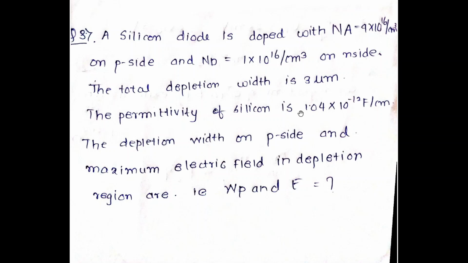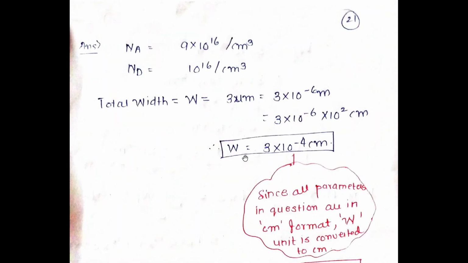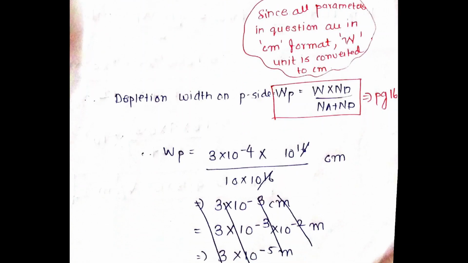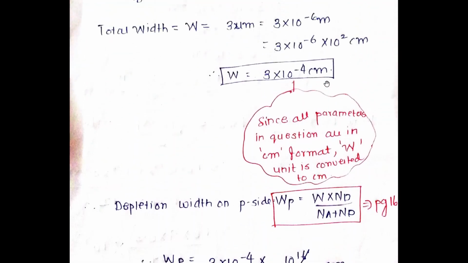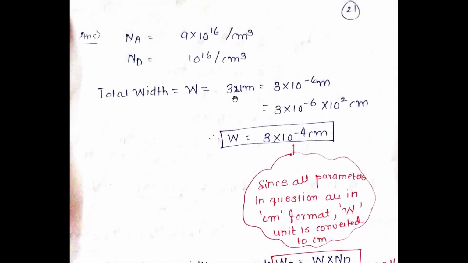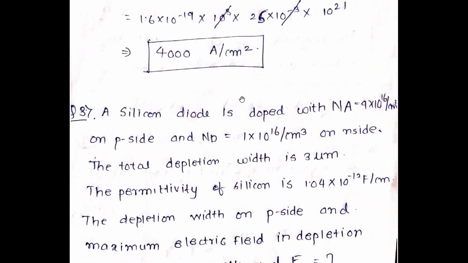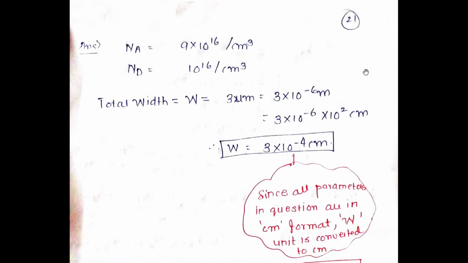So what is the formula for WP, that is the depletion region width on the P side? The WP is given as W, the total depletion width, into Nd upon Na plus Nd. What is this W given as? The W is basically given as 3 micrometer. If you see over here, it is given as 3 micrometer.